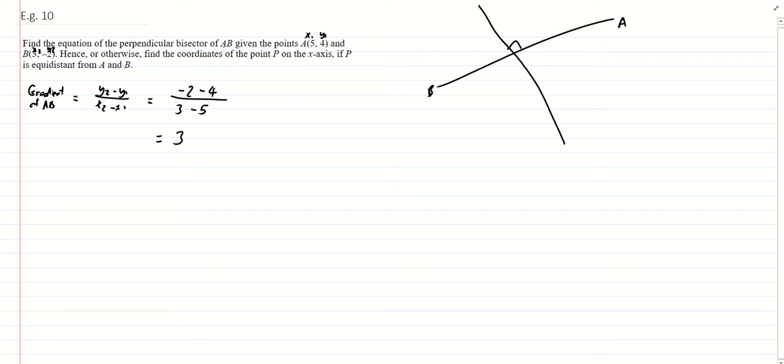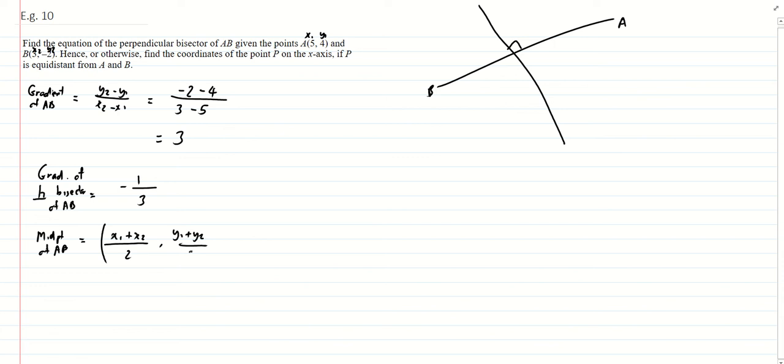All right, so next we need to find the gradient of perpendicular bisector. So gradient of perpendicular bisector of AB is simply negative 1 over the gradient of AB, which is negative 1 over 3. Now that we have the gradient, we now need the point on the perpendicular bisector. So midpoint of AB, just write down the formula again to help you refresh: x1 plus x2 over 2, comma y1 plus y2 over 2.